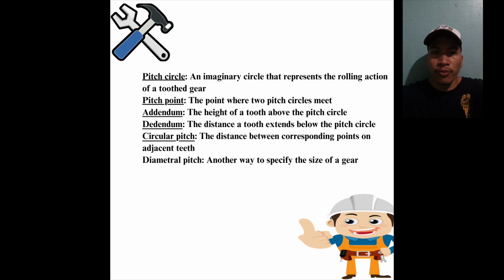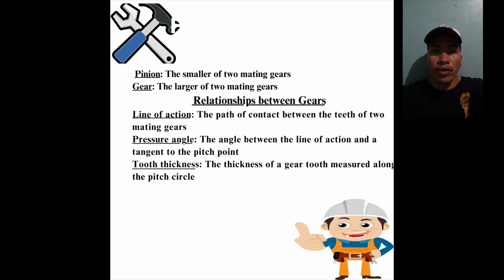The height of a tooth above the pitch circle is called addendum. The distance a tooth extends below the pitch circle is called dedendum. Circular pitch is the distance between corresponding points on adjacent teeth. Diametral pitch is another way to specify the size of a gear. Pinion is the smaller of two mating gears. Gear is the larger of two mating gears.